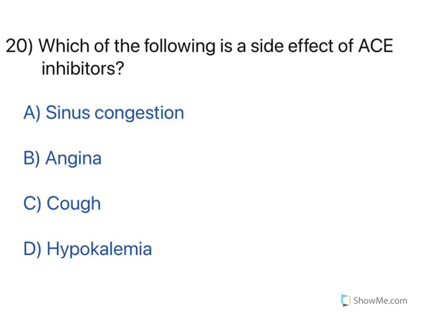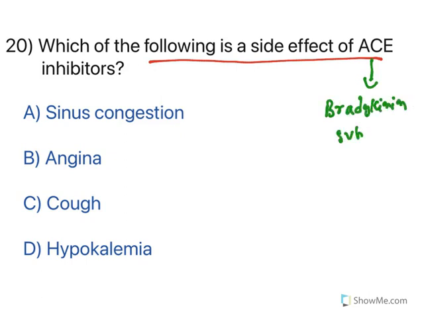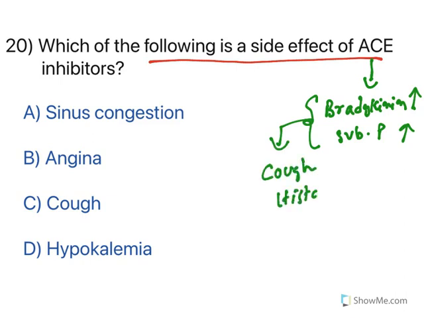Now the next one. Which of the following is a side effect of ACE inhibitors? Now with ACE inhibitors, the problem is that this enzyme also metabolizes bradykinin and substance P. Both bradykinin and substance P, their metabolism is inhibited, so the levels are increased. When these levels are increased, they will cause cough because they are pro-inflammatory and they also release histamine. Both of them will cause cough. So what is the major adverse effect? Cough. So these are all the set of 20 previous GPAT questions of pharmacology.